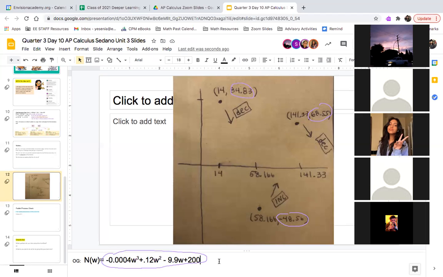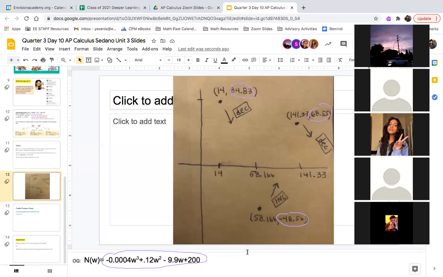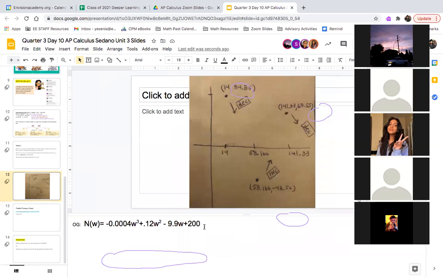If you want to find out what the y value is after you plug in 14, all you have to do is replace all the W's with 14. I'm just going to copy and paste this, and replace all the W's with 14. That should get me, for example, that first one, which is 84.83. So that's all I did.